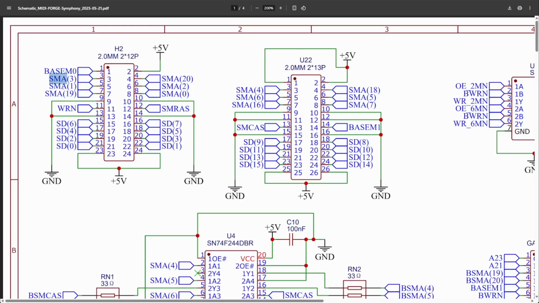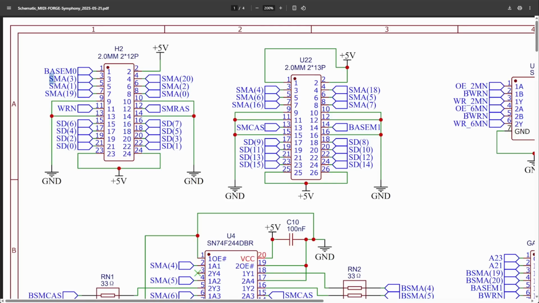They have these numbers in the parentheses, which we can ignore for now. And we have the SD pins. And as you can see, they're distributed among both connectors. So you have SMA on the 24 pin and SMA on the 26 pin header. And the same is true for the SD pins. You may already have guessed it, the MA is the memory address and the D is the data.